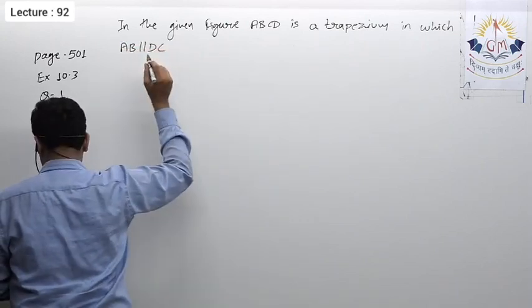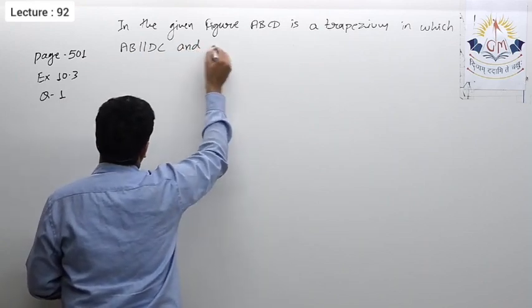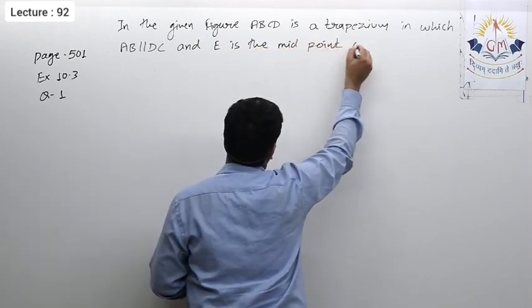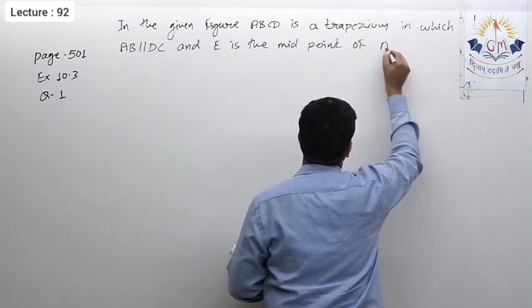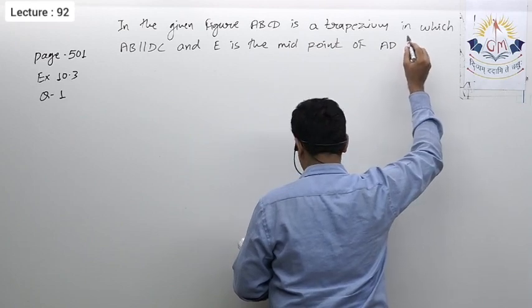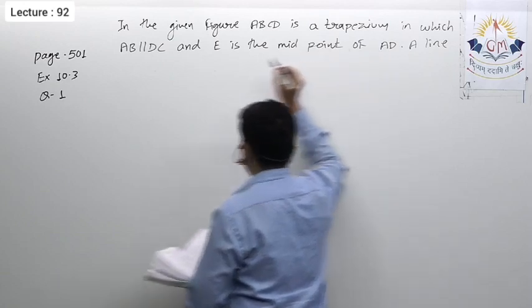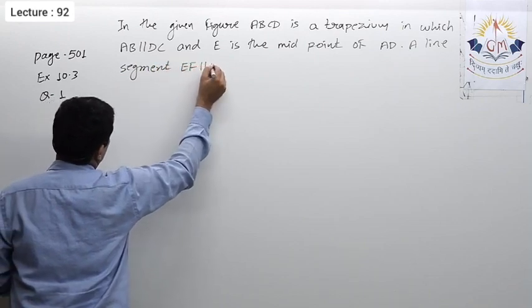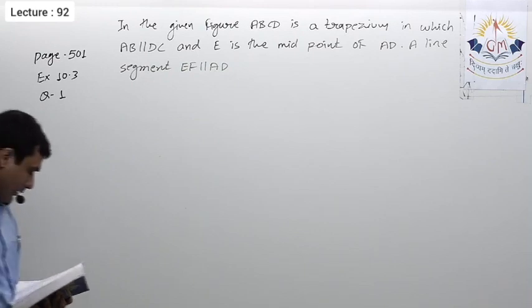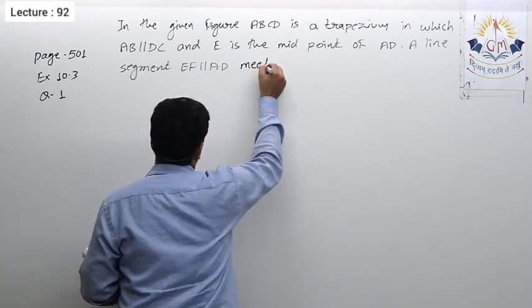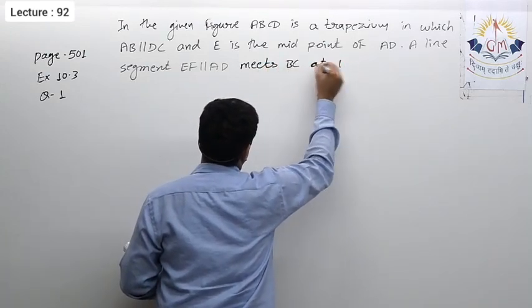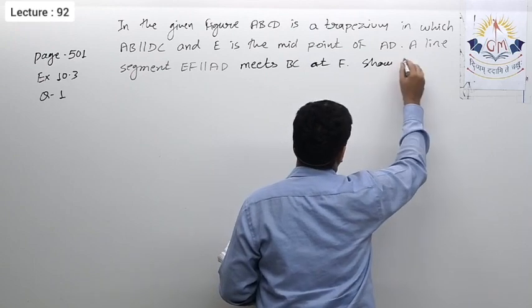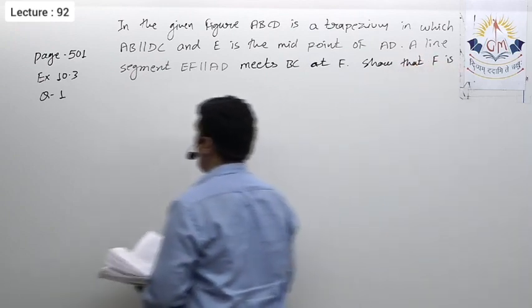and E is the midpoint of AD. A line segment EF parallel AB meets BC at F. Show that F is midpoint of BC.